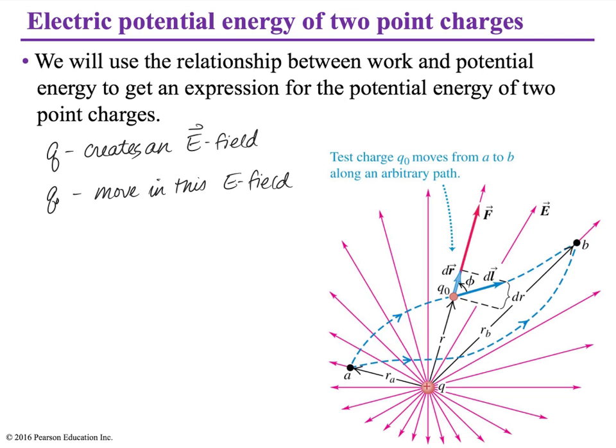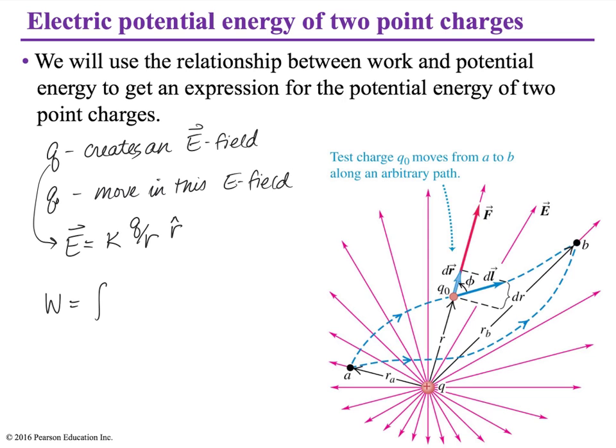Now, the electric field created by charge Q, we can express as kQ over r squared. In order to give it a direction, we're going to make it radial, of course. It's a radial vector. And then we're going to look at the expression for work.